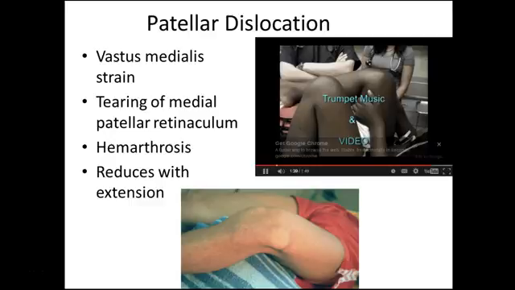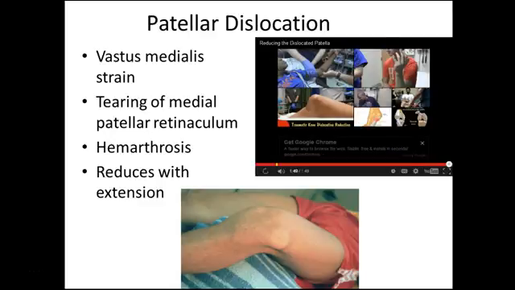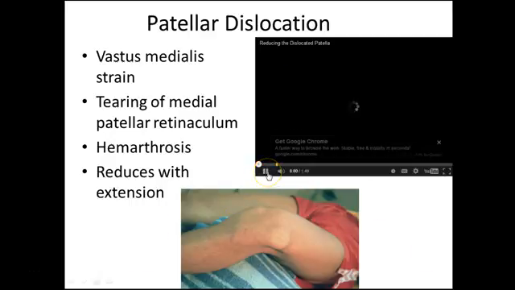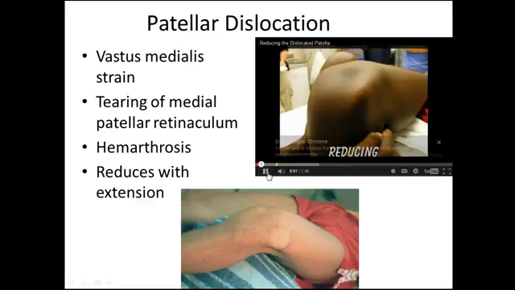And if they can't do it actively, then you can do it passively, but you might need 2 or 3 individuals to help you. As we saw in the video, the quadriceps muscles and the hamstring muscles are in a co-contraction, right? And so it's very difficult to get the knee into extension. So again, if we can, we really want to reduce the dislocation.